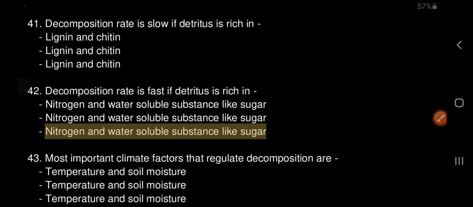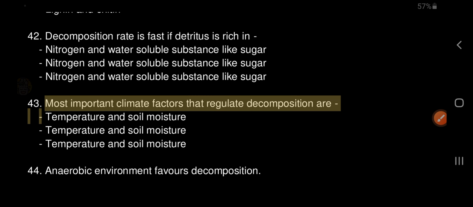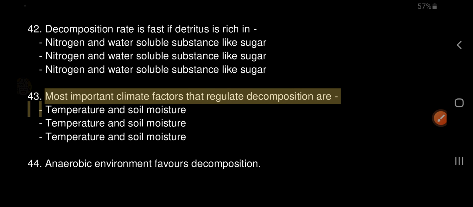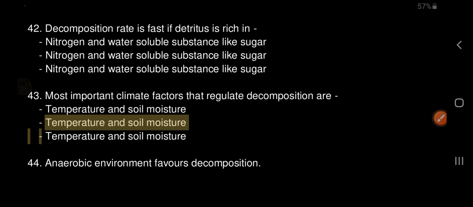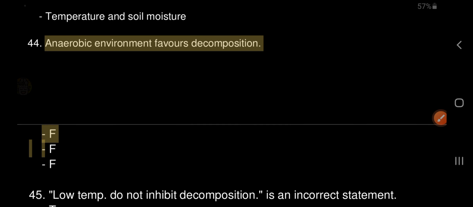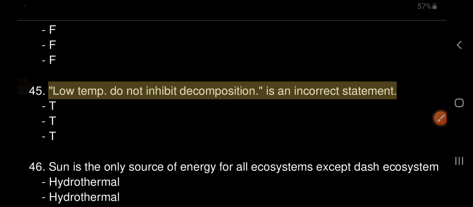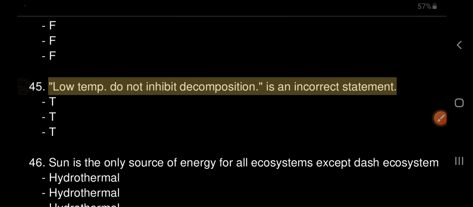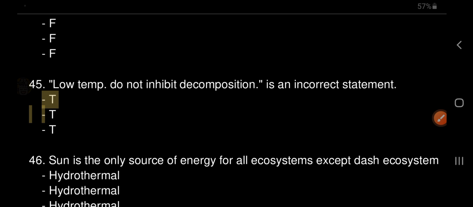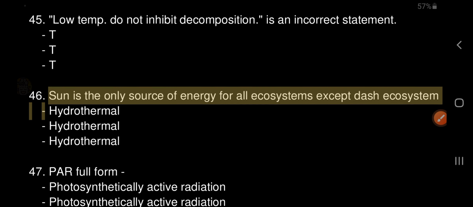43. Most important climate factors that regulate decomposition are temperature and soil moisture. 44. Anaerobic environment favors decomposition. False. 45. Low temperature does not inhibit decomposition, is an incorrect statement. True.